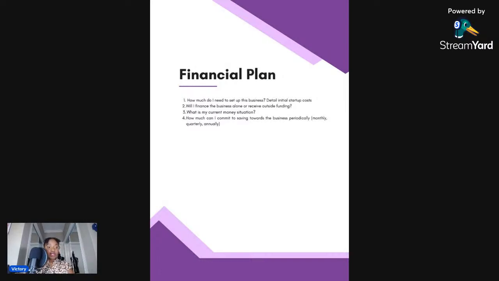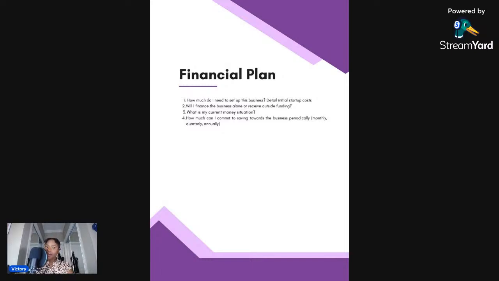And I do want to encourage you, especially for this financial portion, take advantage of the resources in the community. Make sure that you come and join us. There will be financial templates, there will be guides to help you detail these initial startup costs. So start thinking about how much you need to set up the business.